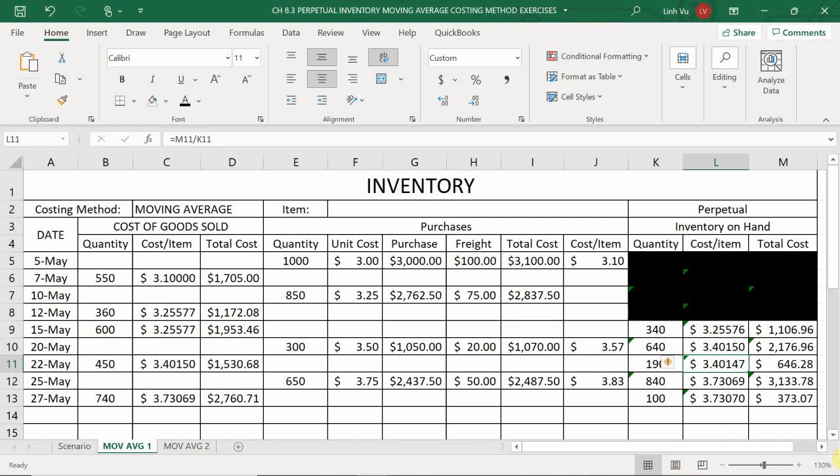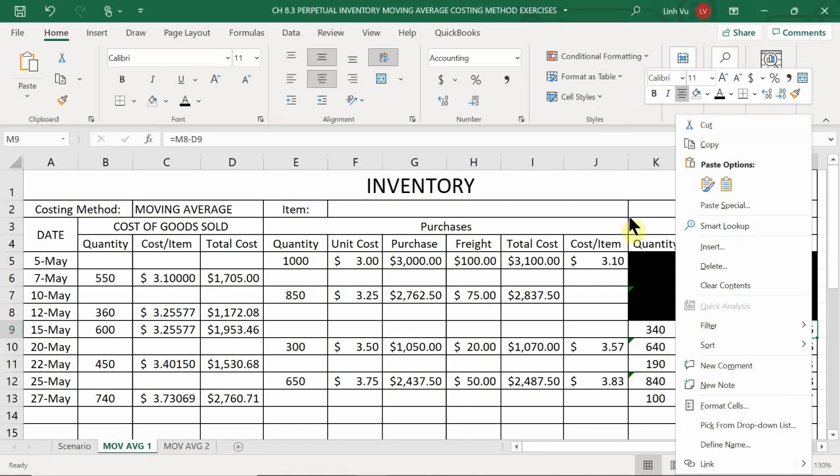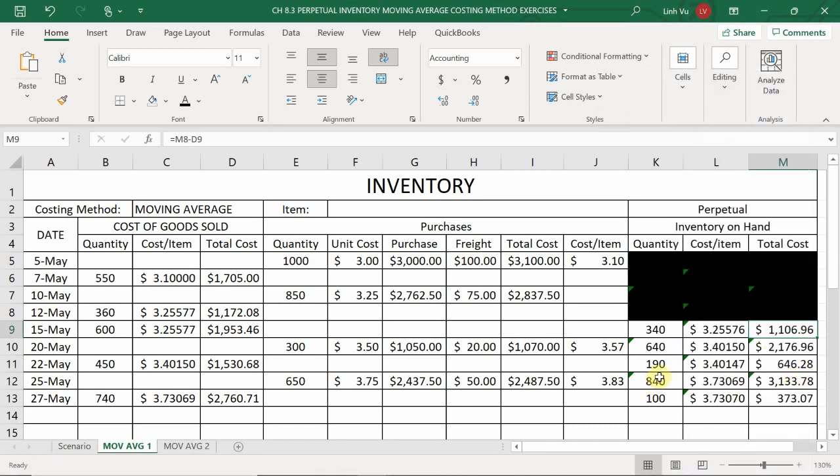What is 2,176.96 divided by 640? All right, once you calculate that, what's the difference if you calculate 646.28 divided by 190? You cannot calculate it the same because it's not the same. We have a new total cost and a new quantity. If you really think about it, you cannot cost it the same amount, because your difference here is that this is a rounded number.